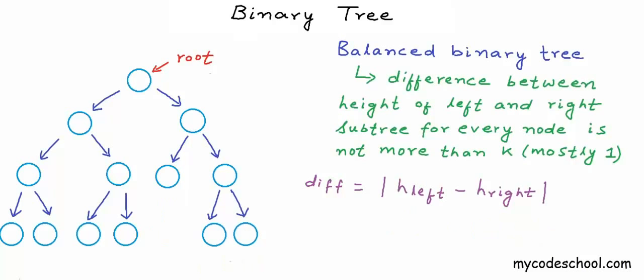I have got rid of some nodes in this tree, and now by the side of each node I have written the value of diff. This is still a balanced binary tree because the maximum diff for any node is 1.